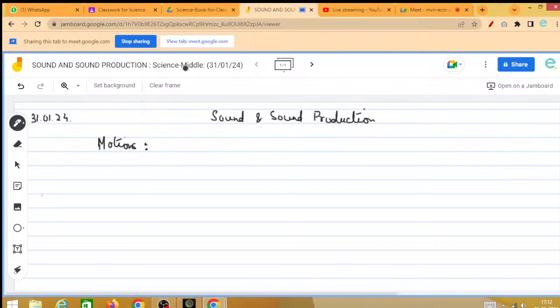Miss, oscillatory motion, uniform, non-uniform motion. Okay, first we'll say uniform motion and non-uniform motion. Now tell me. Periodic motion. Okay, so there is periodic motion or circular and linear motion. Circular motion, linear motion. What else? Rotational motion.